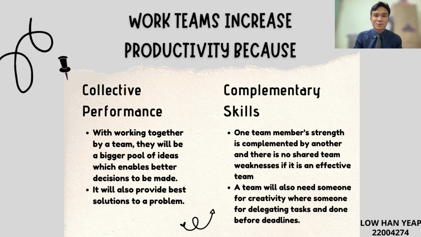Work teams increase productivity because, first point, collective performance. With working together by a team, there will be a bigger pool of ideas which enables better decisions to be made. This decision made will also provide the best solution to the problem. Next, complementary skills. One team member's strength is complemented by another and there is no shared team weakness if it's an effective team. A team will also need someone for creativity, and someone for delegating tasks so the work is done before the deadline.